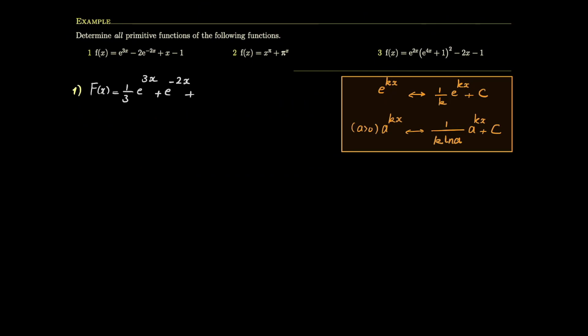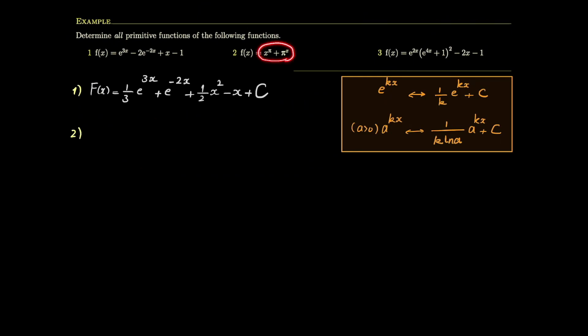And then what about x? What's the answer? 1 over 2x squared. And what about minus 1? Minus x. And then again, it is emphasized that you have to respect that and write the constant C there. Very simple. So number 2.